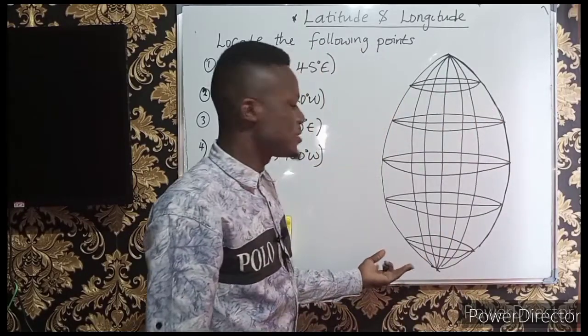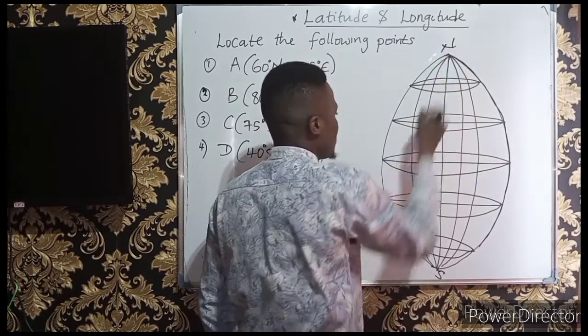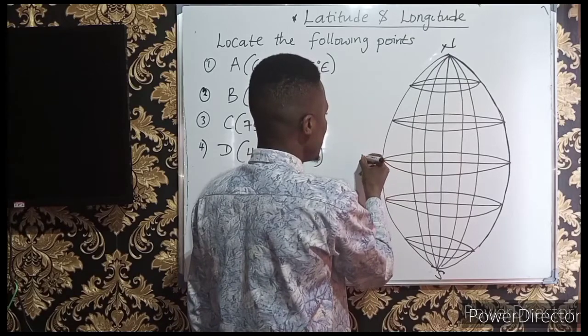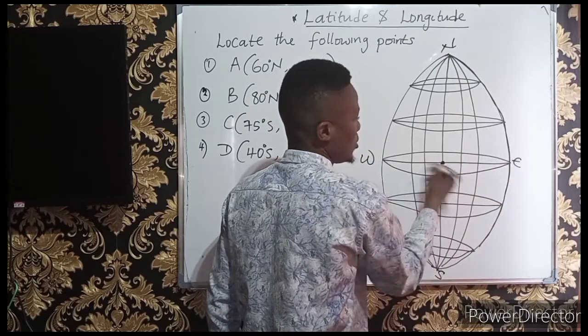Okay, so this is the Earth, very beautiful. Here is always the South Pole. Here is North. We have the West and the East. This is the Great Circle, the equator.